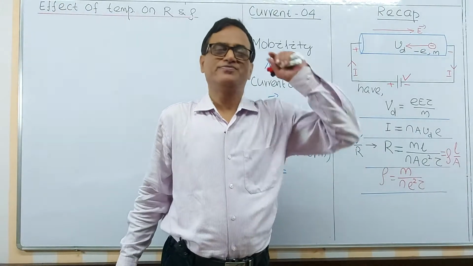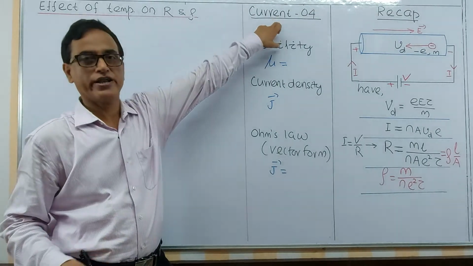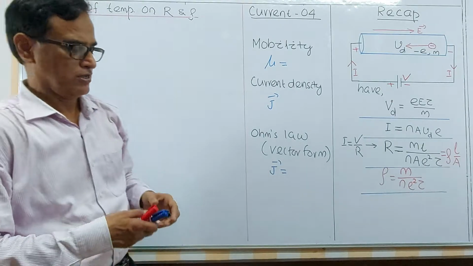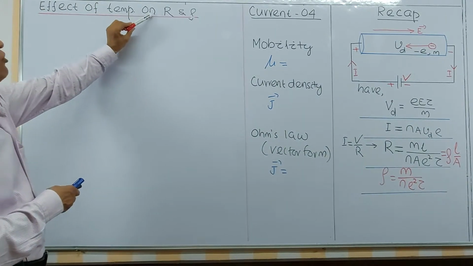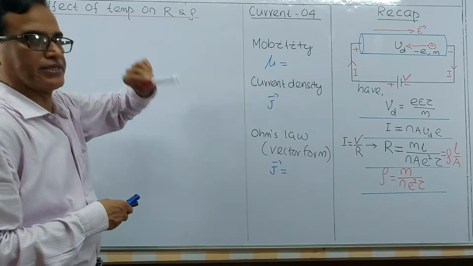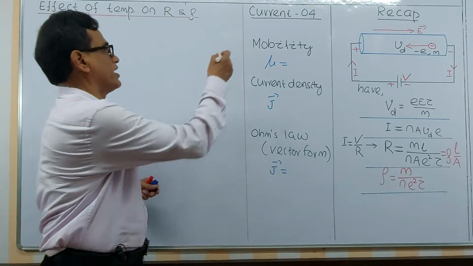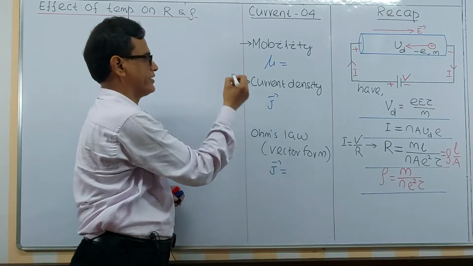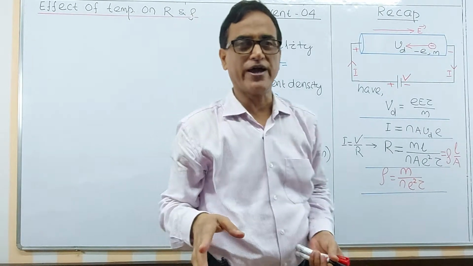Hello my dear students. In lecture number 4, first we'll discuss the effect of temperature on resistance and resistivity. Second, we'll describe the mobility. Third, we'll define the current density. Fourth, we'll define Ohm's law in vector form.